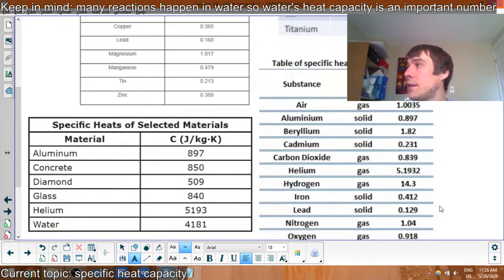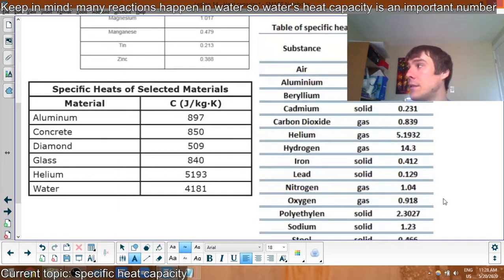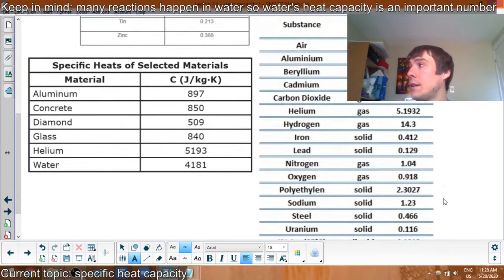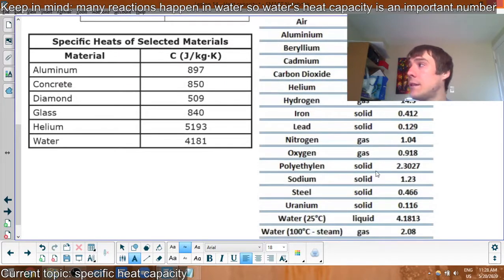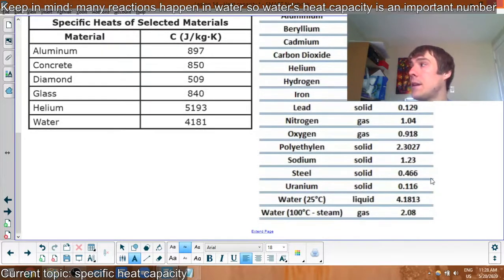An interesting thing here is look at helium and hydrogen, 5 and 14.3. Very, very high heat capacities, but again, they're very low density gases. So overall, it doesn't come out to anything. Plastics often have a fairly high heat capacity. So polyethylene has quite a decent heat capacity.